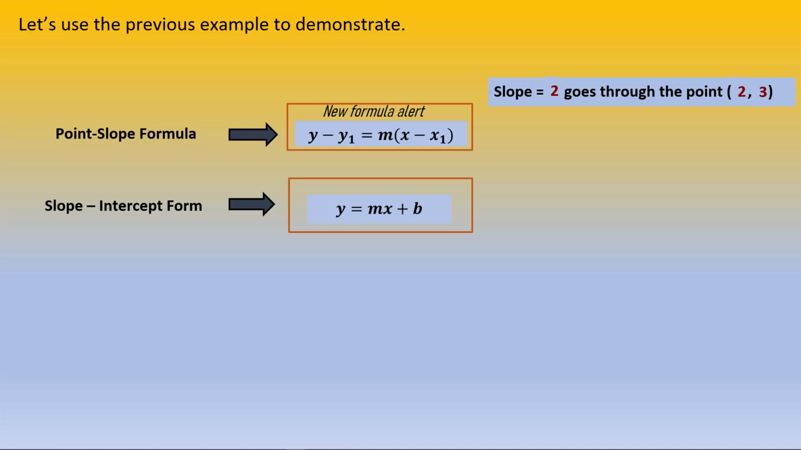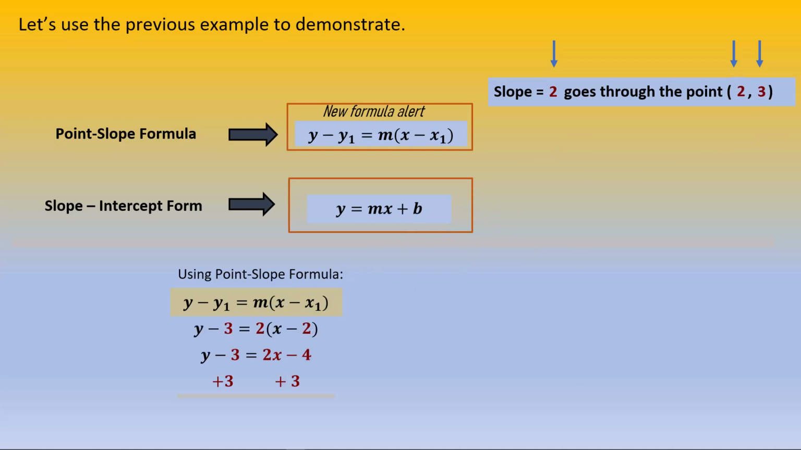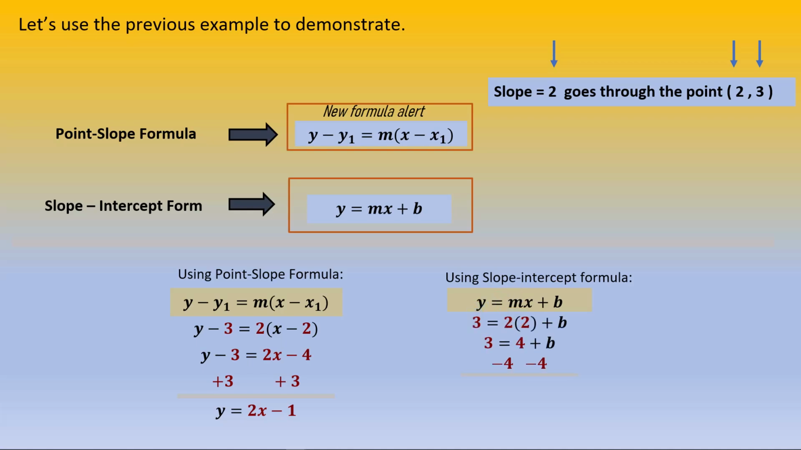We'll first use the point-slope formula, using the slope of 2 and the point 2, 3, substituting the slope and xy values into the formula, and then work through the process into slope-intercept form, ending up with the equation y equals 2x minus 1. Using the slope-intercept form, we also plug in the slope and xy values, solve for b, and then use that to write the equation in slope-intercept form.